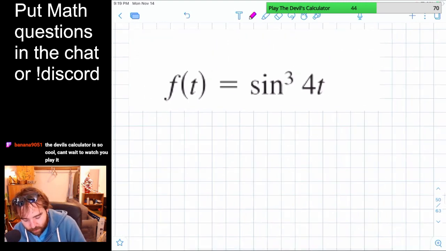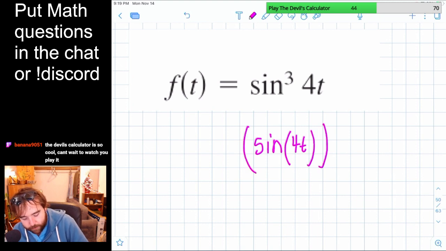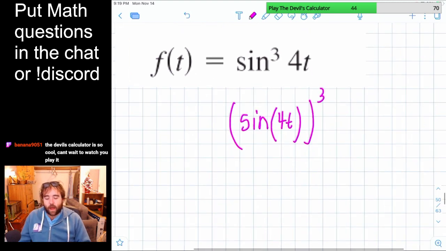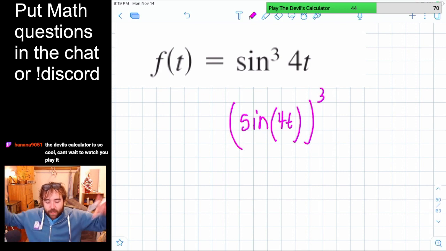So let's rewrite the cubed first, because it just makes it hard to see sometimes. Because we have the sine of 4t, all of that cubed. So I think this makes it easier to see that our big outside function is the cubed. So we don't need to think all the way to the middle first. We'll just start on the outside. The outside function is the cubed.